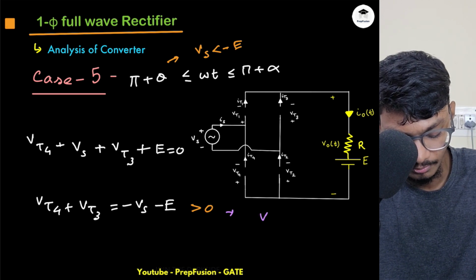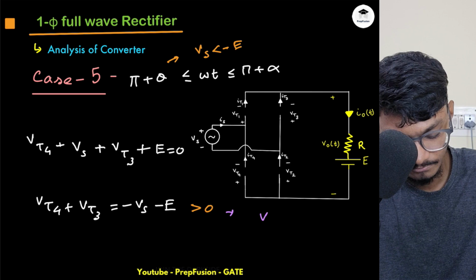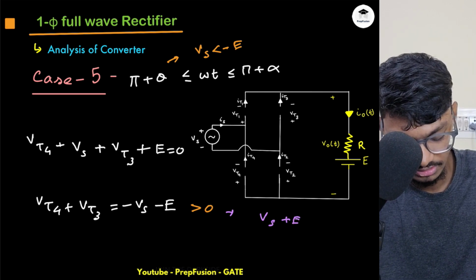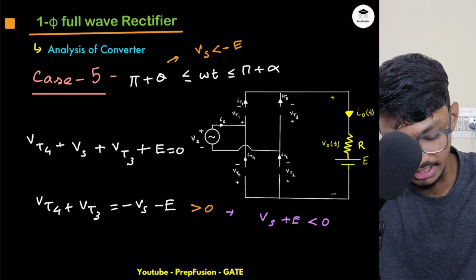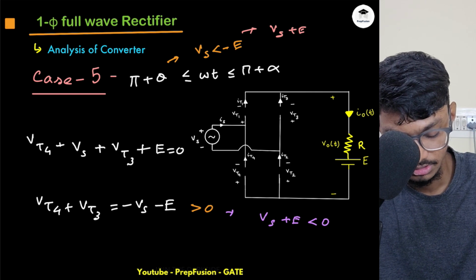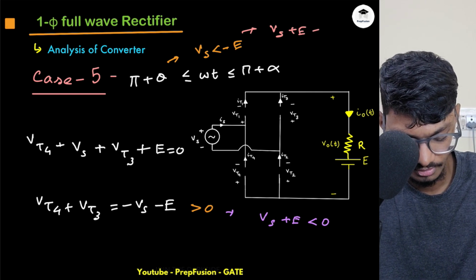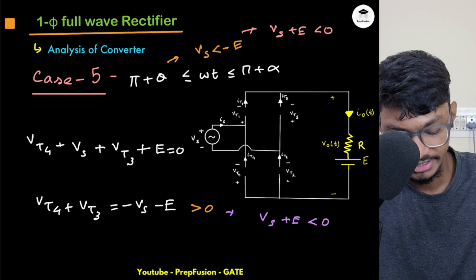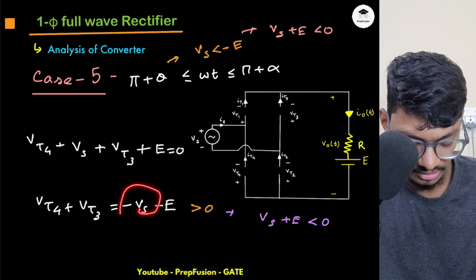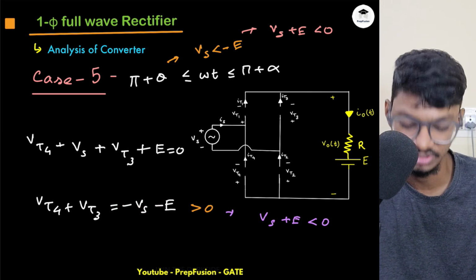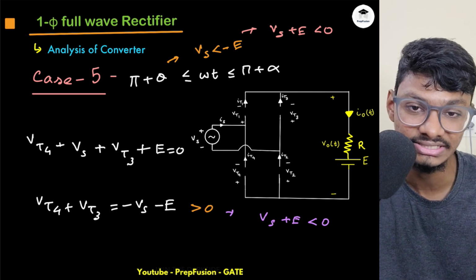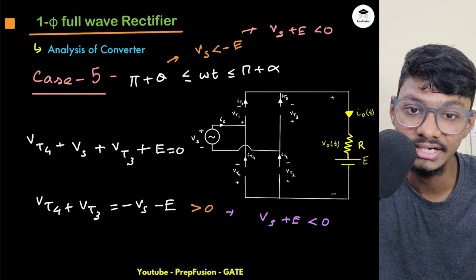My minus of Vs, or I can say Vs plus E, must be less than 0, which is exactly this condition, right? That is, my Vs plus E is less than 0. So this is actually correct. Is it actually happening? Here you might say there is minus E, Vs and minus E, so this will be total negative. How can this be in forward blocking mode? Because Vs in itself is negative.